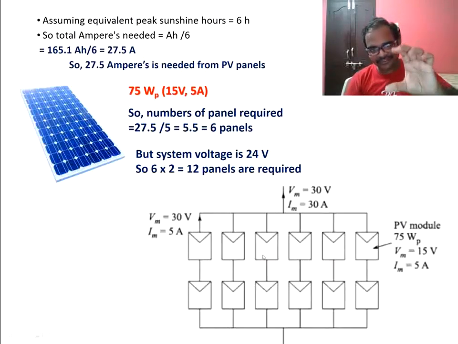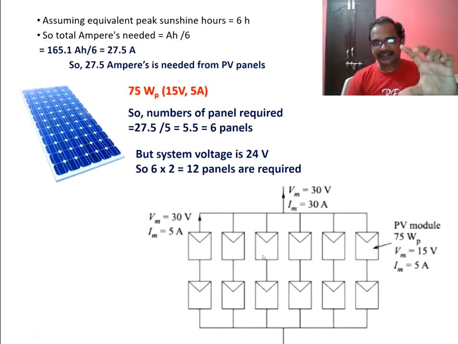So from a single string I will get 30 volts maximum voltage and 5 amperes maximum current. You understand that, right? From a single module I will get 15 volts and 5 amperes. That is the panel I have available.